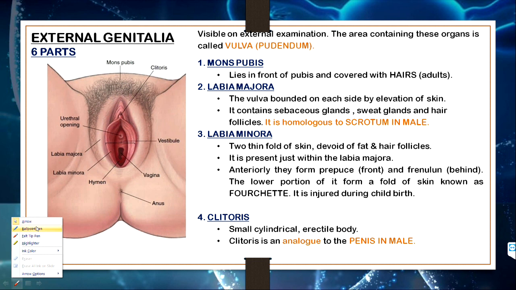Next point, fourth is clitoris. Clitoris, you can see on the top of the diagram, this is clitoris. It is a small cylindrical erectile body just above the labia minora. You can see on the top, above the labia minora, clitoris is there. And this is a very important question. It has also been asked in the examination that it is analogous to the penis in male.